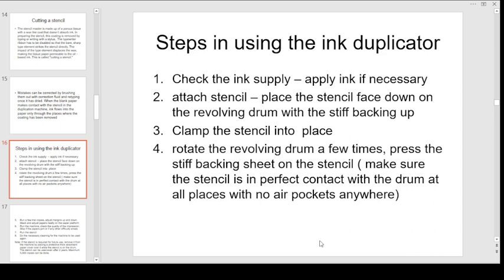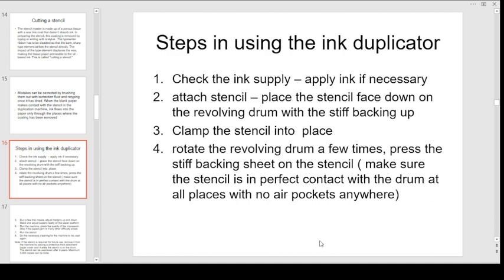What are the steps in using the ink duplicator? 1. Check the ink supply, that is, applying ink if necessary. 2. Attach stencil. Place the stencil face down on the revolving drum, the stick backing up. 3. Clamp the stencil into place. 4. Rotate the revolving drum a few times, pressing the stiff back sheet on the stencil.